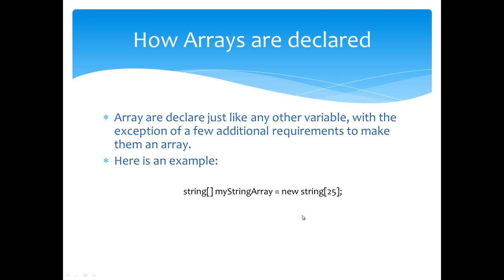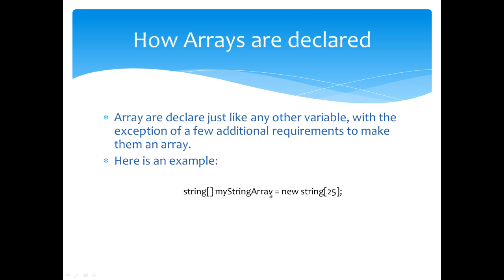So how are arrays declared? Arrays are declared just like any other variable with an exception of a few additional requirements to make them an array. Here's an example. What we have here is our type, which is string, and then the square brackets, which say, hey, I want a string type array, and then we have the name of our array, and then we have the equals new string square bracket 25 square bracket.